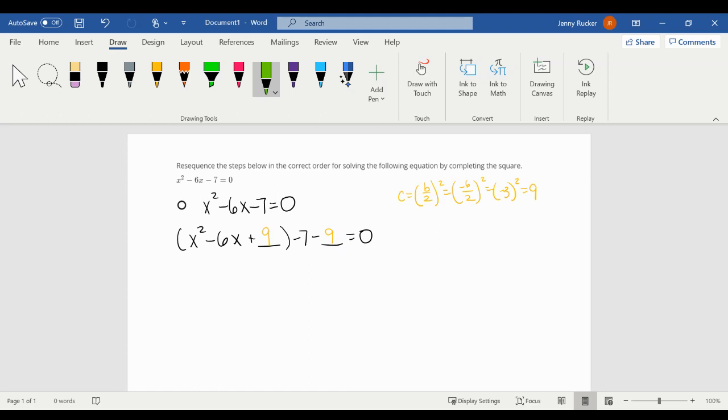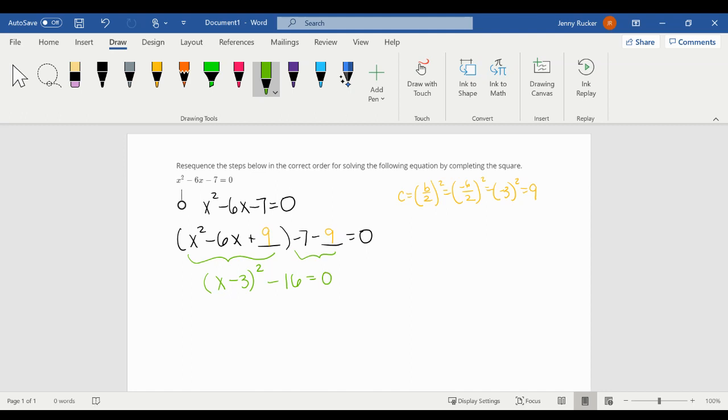For the next step, we're going to rewrite this x squared minus 6x plus 9 as the perfect square that we designed it to be, which will be x minus 3 squared. And then we can go ahead and combine this minus 7 minus 9 to minus 16 equals 0. So that's our next step.